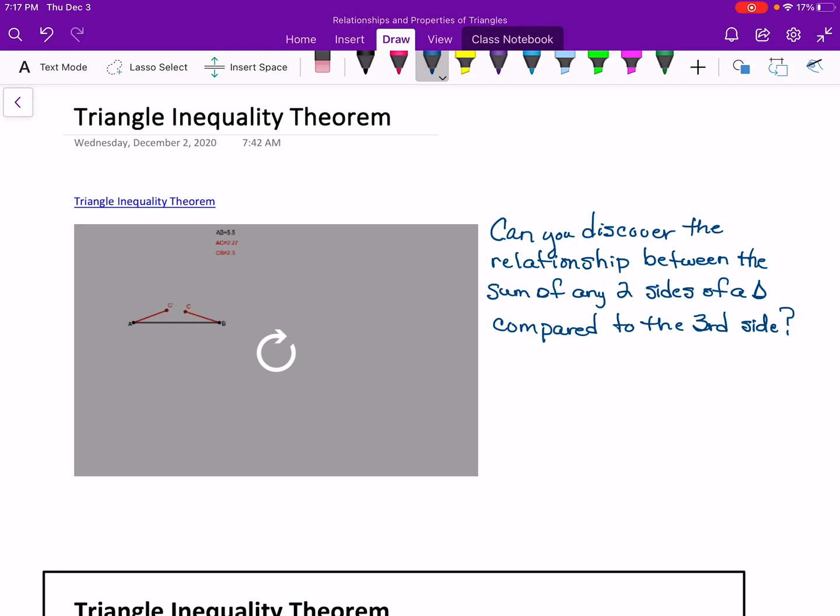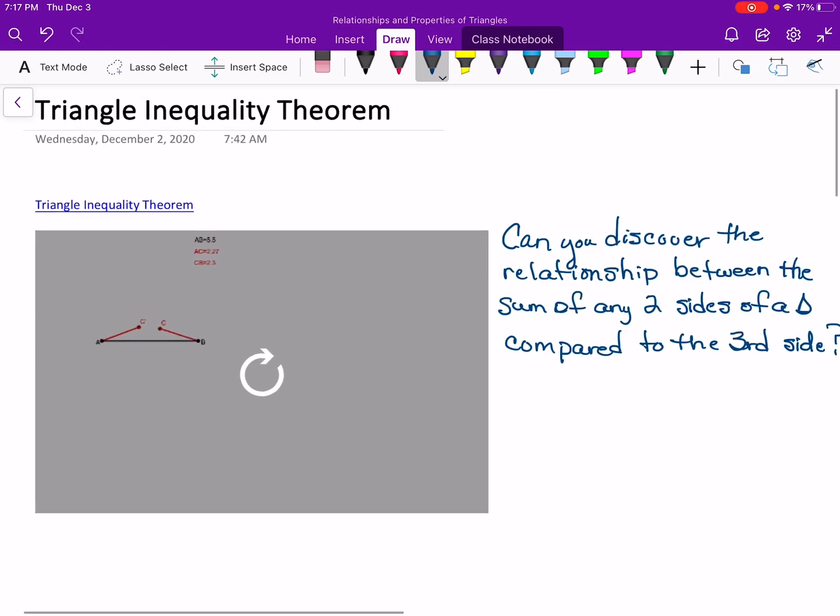Before I show you the theorem itself, on your Canvas page, I have posted a little exploration of the triangle inequality theorem that looks very much like this picture that I'm showing you right now. If you will go to your Canvas page on Friday, December 4th, take a look at the module that says Triangle Inequality Theorem Exploration.